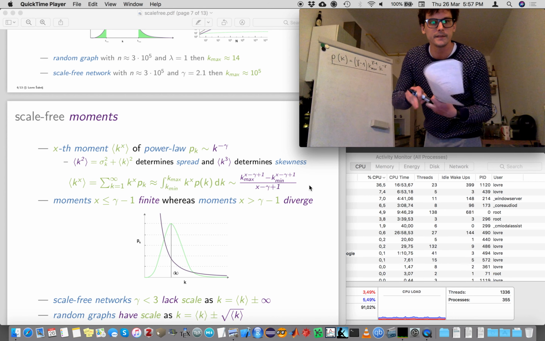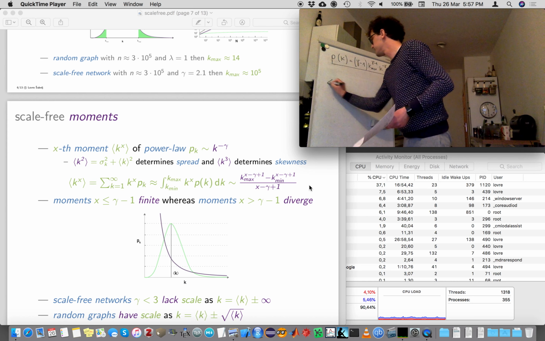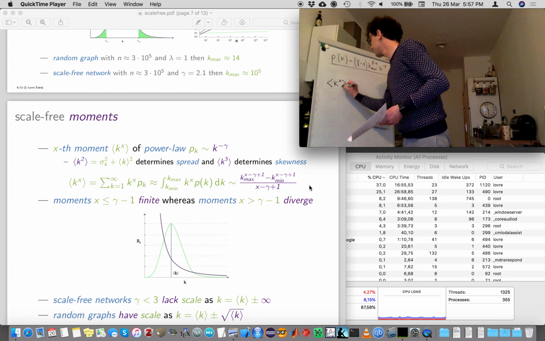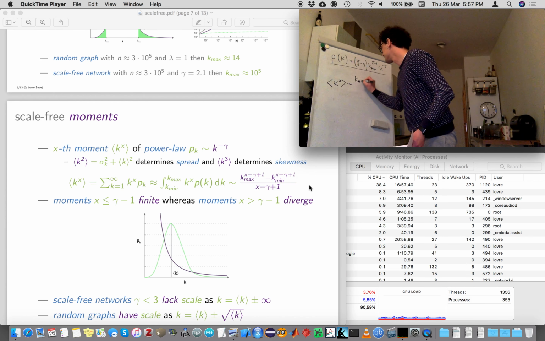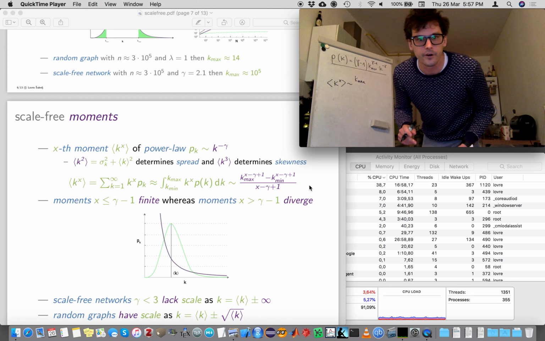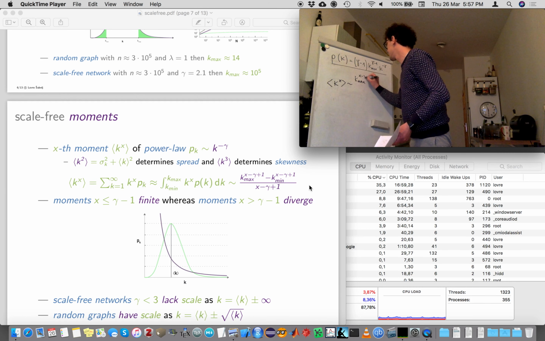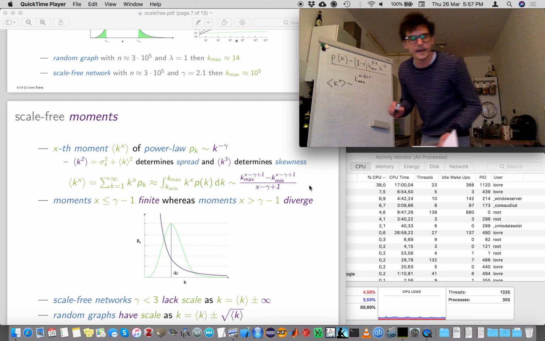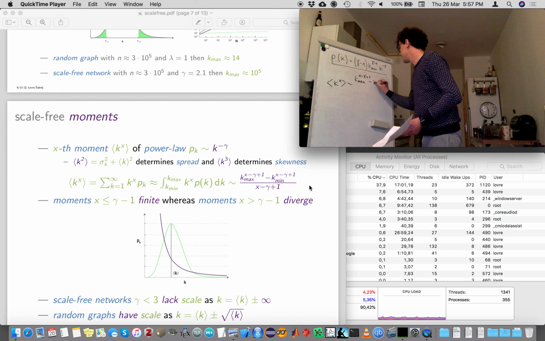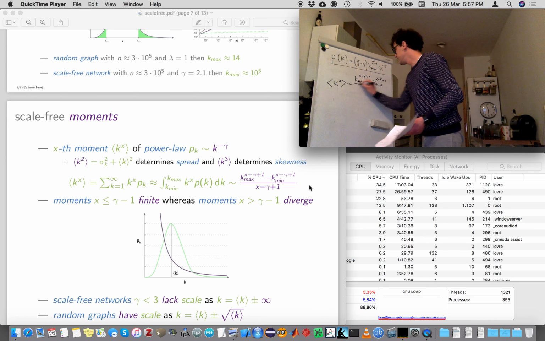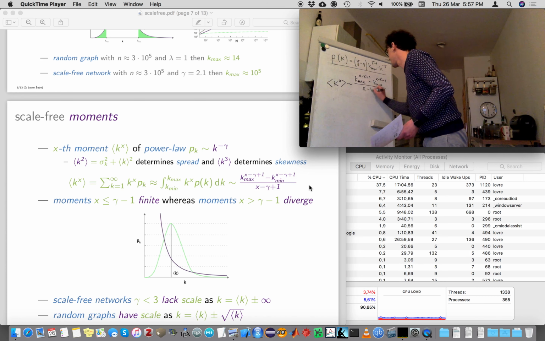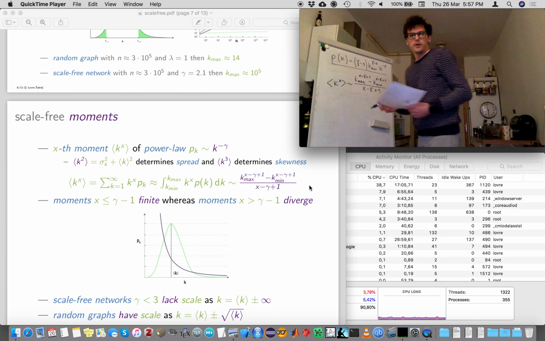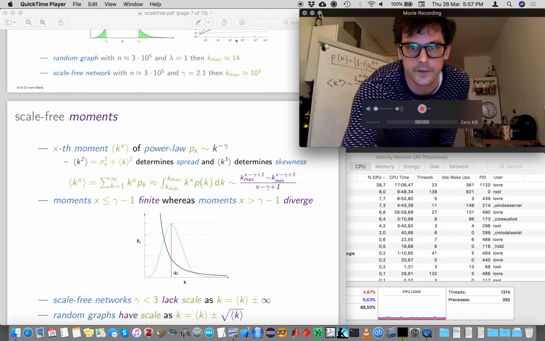So what we got is that the x moment scales like k sub max to the power of x minus gamma plus 1, then minus k sub min to the same power, divided by x minus gamma plus 1. Okay, I will now make the camera larger.